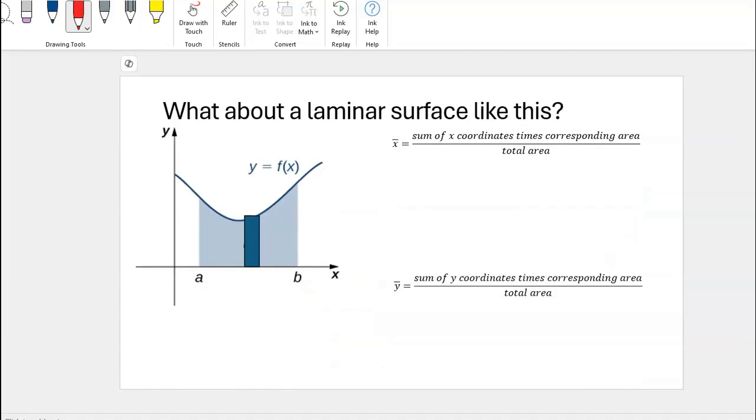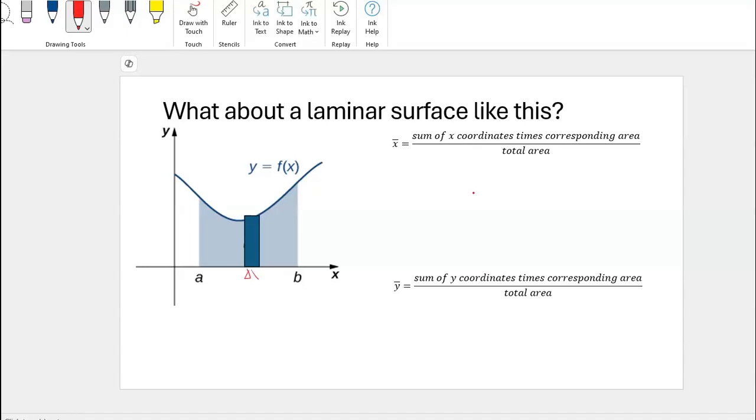Now the question becomes, well, what about a laminar surface that looks like this, that's bounded by a curve? Now we've seen this picture quite a bit, but we want to make sure we understand how we're going to create a formula to figure this out. Now our basic understanding is going to be the same. To find this x bar, we need to find the sum of the x coordinates times the corresponding area of the rectangle. Now what you've noticed here is I have drawn this general rectangle for us. We want to make sure we label it.